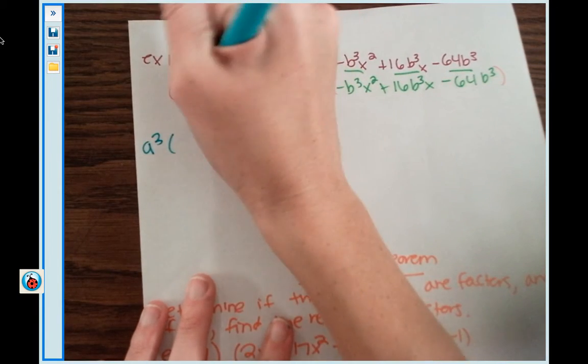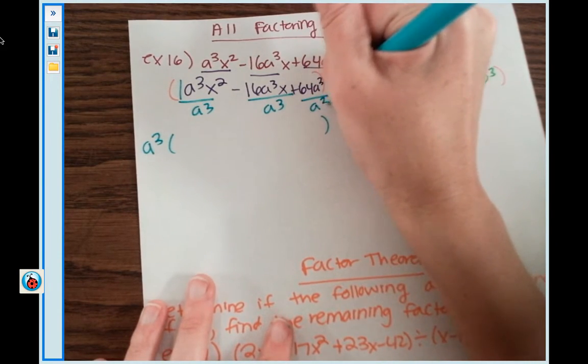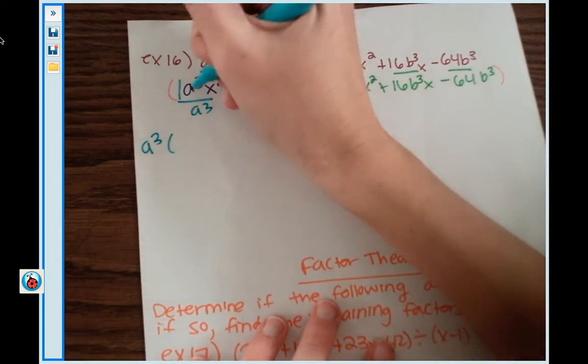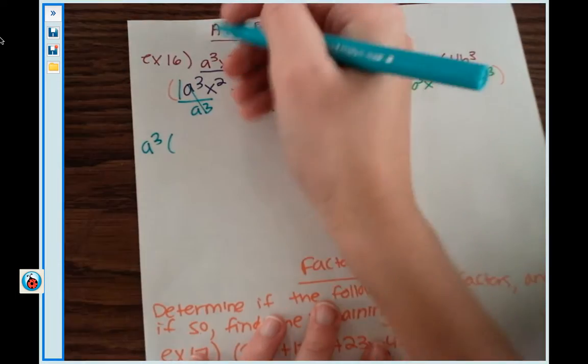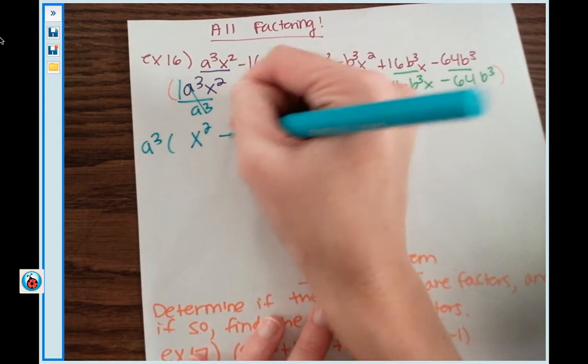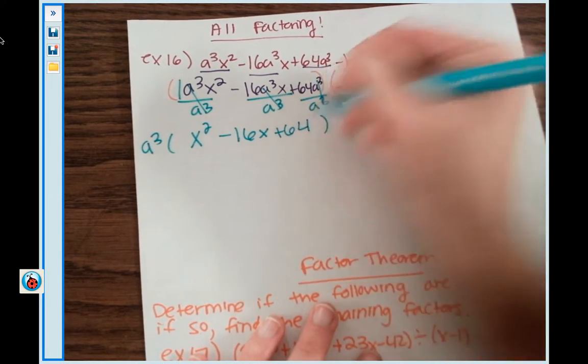All right, let's see what happens after we divide all of these by a to the third. Since all of my terms contain an a to the third, the a to the third terms are going to cancel out, you guys. So what's left is x squared minus 16x and then plus 64.